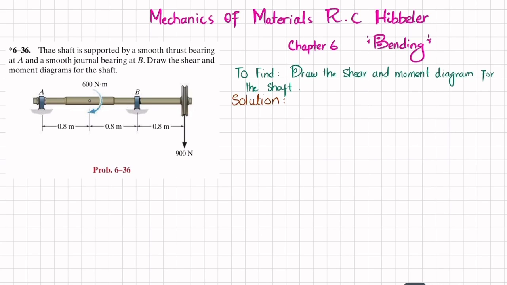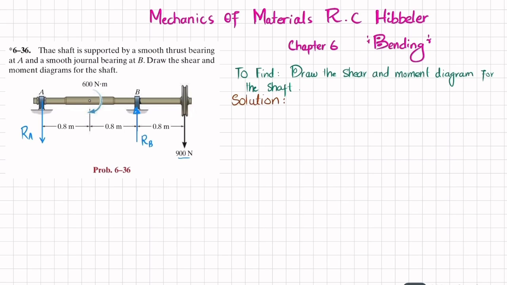So the first step is that you can see there is a 900 Newton load acting downward. So if you remove this smooth journal bearing at point B, you will have a reaction force that will be upward, and let this be RB. And if you remove this thrust bearing, this force will be downward, which is equal to RA.